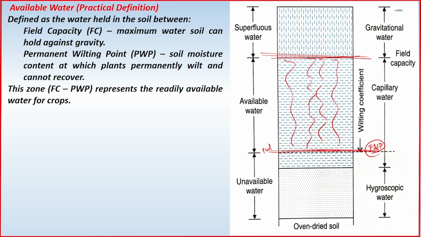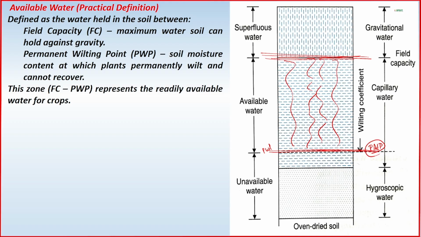So between the field capacity and the permanent wilting point, whatever is there, that zone is what we call available water. So out of the capillary water, the whole capillary water is also not available. Only the available water is the water held by capillary action, that is, field capacity minus the permanent wilting point. So that is the second. So that you should remember.